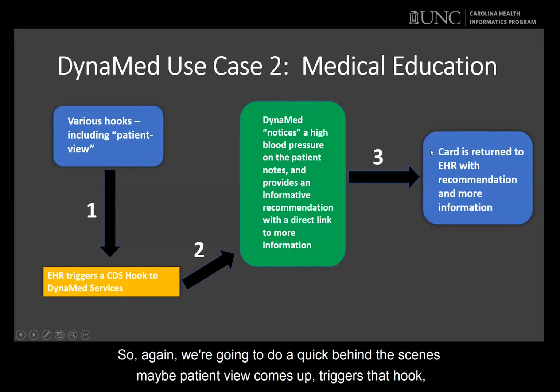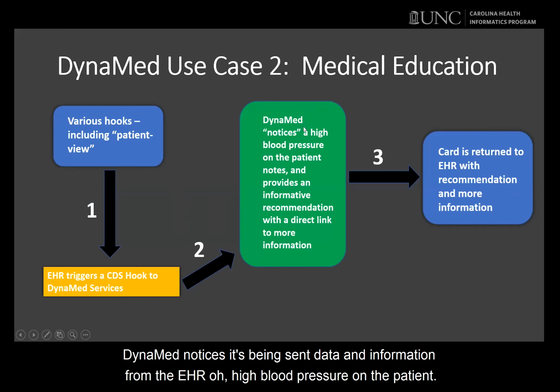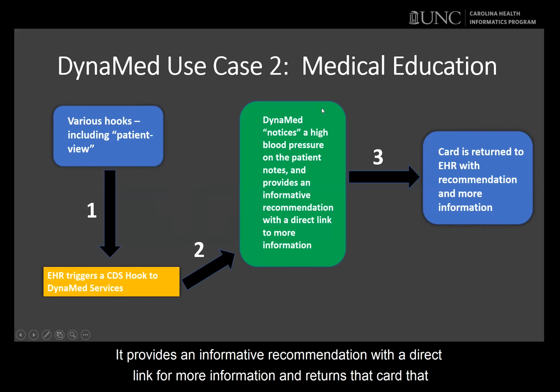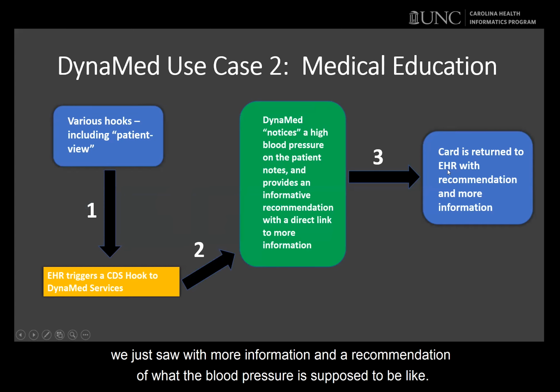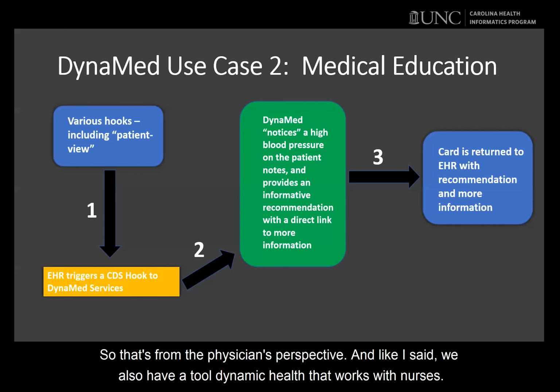So again, we're just going to do a quick behind the scenes. Maybe patient view comes up, triggers that hook. DynaMed notices it's being sent data and information from the EHR. Oh, high blood pressure is on the patient. It provides an informative recommendation with a direct link for more information and returns that card that we just saw, with more information and a recommendation of what the blood pressure is supposed to be like. So that's from the physician's perspective.